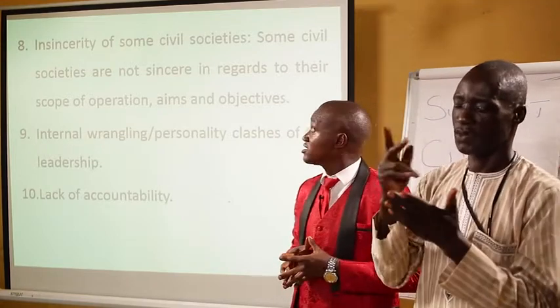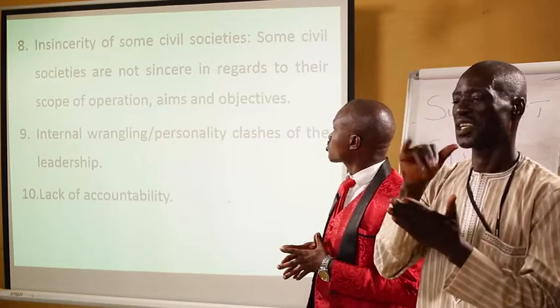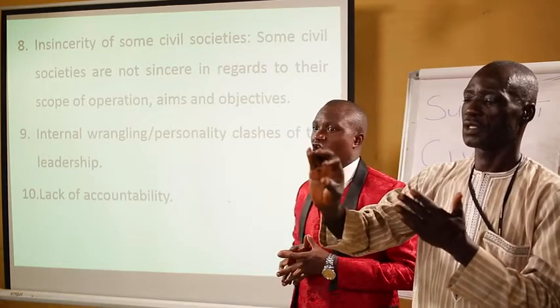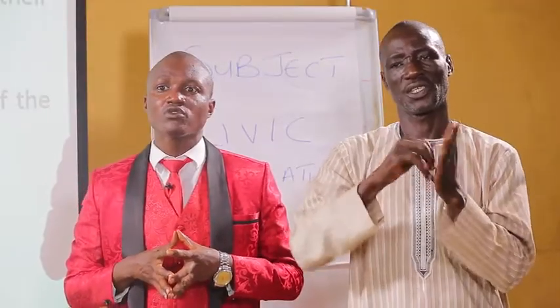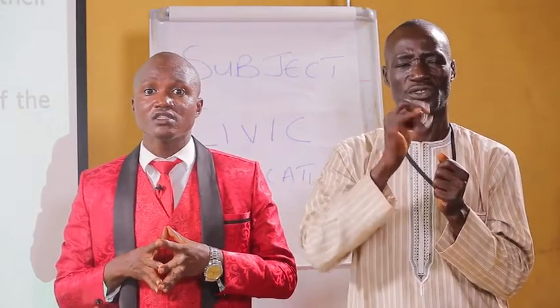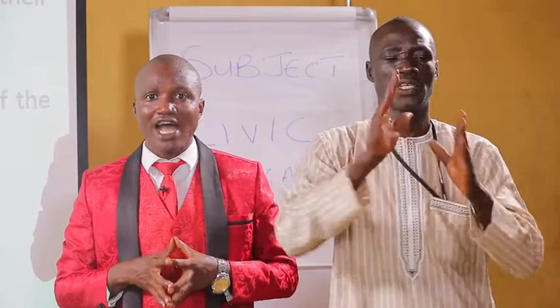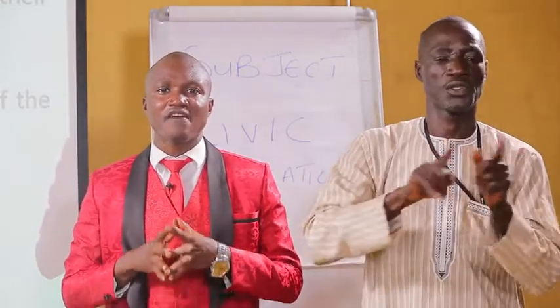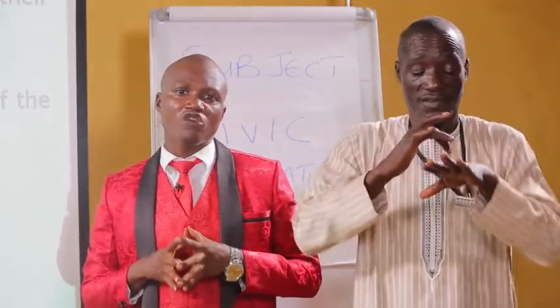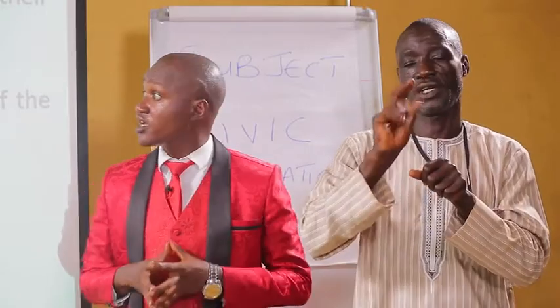Number 8, insincerity of some civil societies. Some civil societies are not sincere in regards to their scope of operation, aims, and objectives. That is, they are not focused. They tend to derail from the original intention why they were created. And so this has affected the effectiveness of civil society organizations in Nigeria.